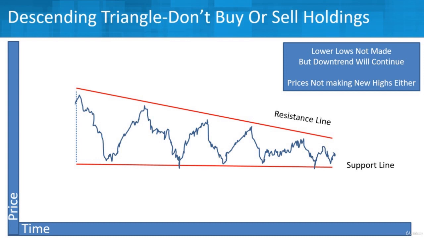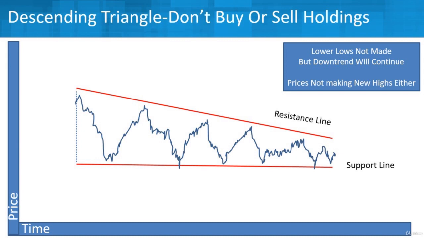So really, to tell whether it's an ascending or descending triangle, you'll look at which line is horizontal, basically straight across, and which one has a slope. Ascending, going higher, would have a support line that's uptrending, and a descending triangle would have a resistance line that's downtrending or downward sloping.